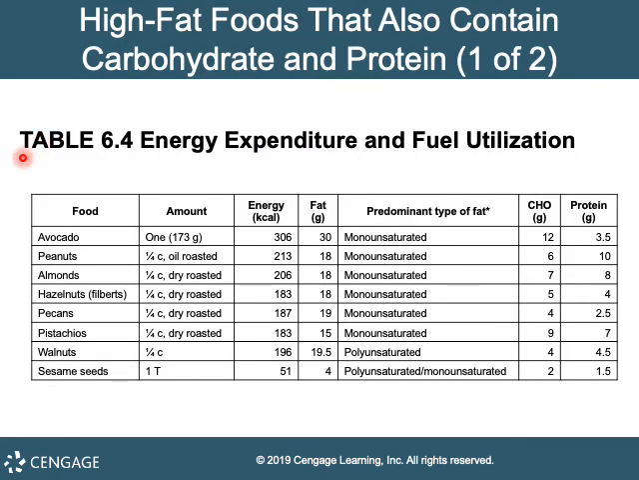This table includes high-fat foods that also contain carbohydrate and protein. You can see an avocado, which is highly monounsaturated, has a significant amount of carbohydrate as well as some protein. Your nuts are good sources of plant protein, and they also have some carbohydrates, and they're also highly monounsaturated, or they include a significant amount of polyunsaturated. Walnuts have a significant amount of your omega-3 fatty acids, the alpha-linolenic acids.